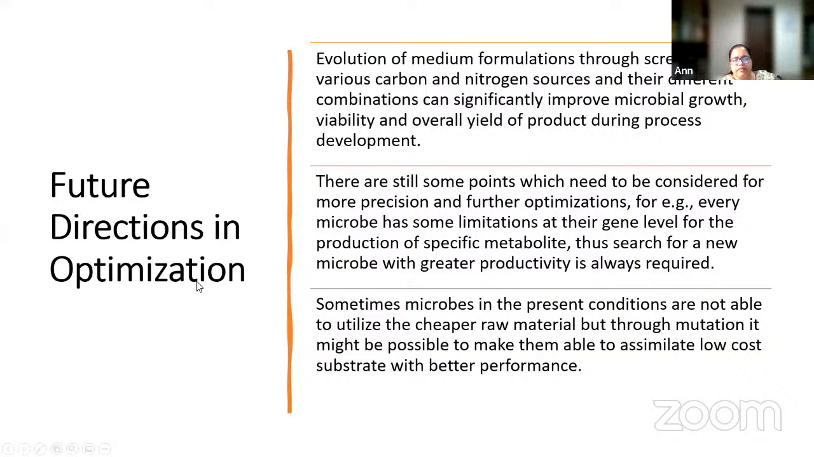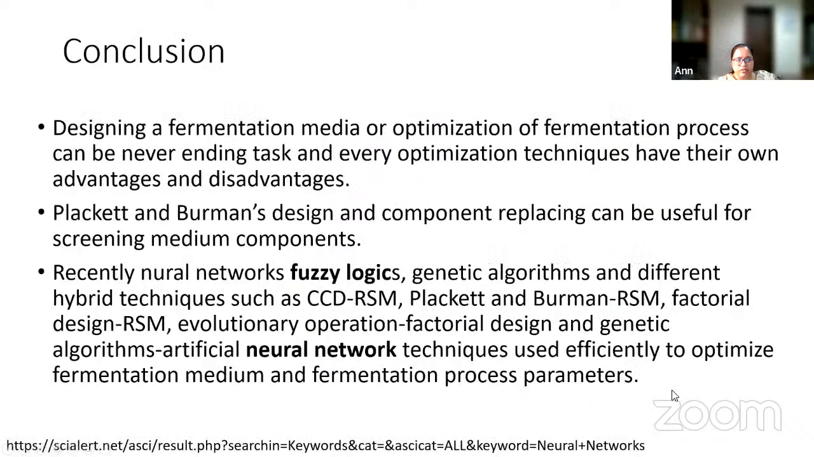Because of this, you have a lot of options in the media formulation that can come in. And there are still certain possibilities because microorganisms have limitations at the genetic level for production of a metabolite. So this search is always needed, but we have to base it on more precision and optimization. And sometimes you have organisms which can utilize cheap raw materials, and through mutation, we should be able to do this. So in conclusion, the designing of a fermentation medium can be a never-ending task, and every optimization technique has its own advantages and disadvantages.